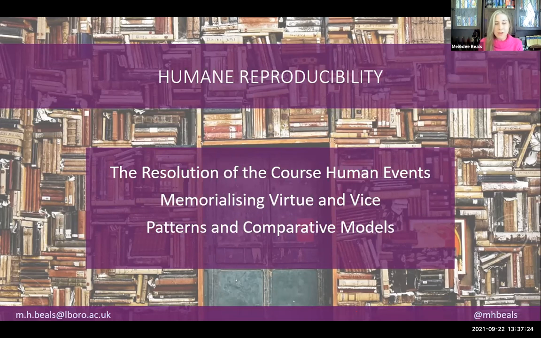Humane reproducibility also has biases, I suppose, or purposes, teleologies, and that is memorializing virtue and vice. All the way back to the ancient Sumerian stories that we have records of, the idea of history is to learn from it, not necessarily to repeat it or to absolutely avoid it in a deterministic scientific way, but to understand that certain behaviors, certain courses of human events have certain repercussions.